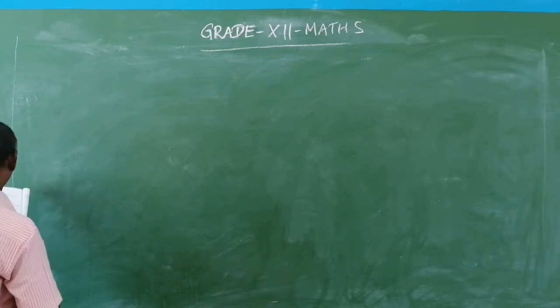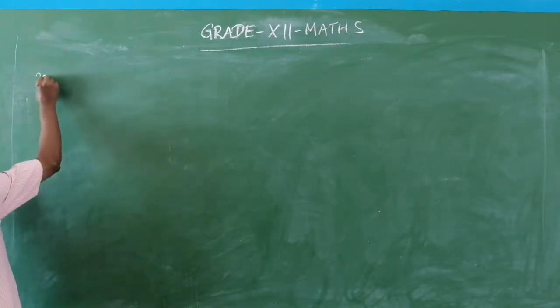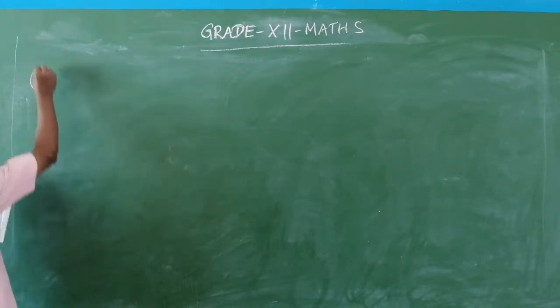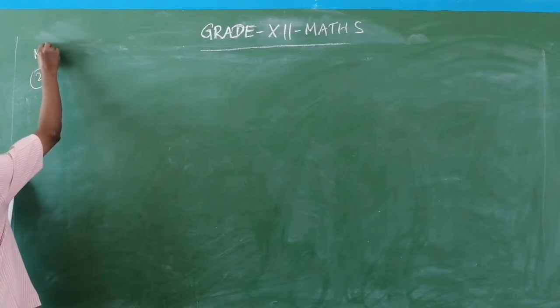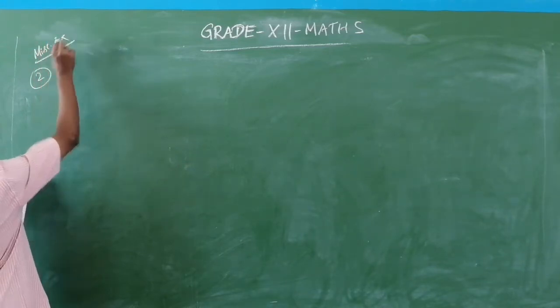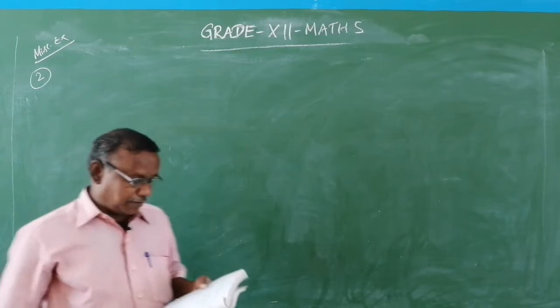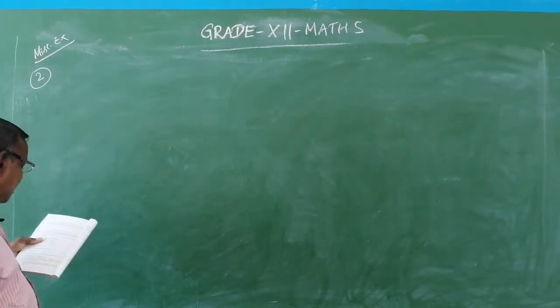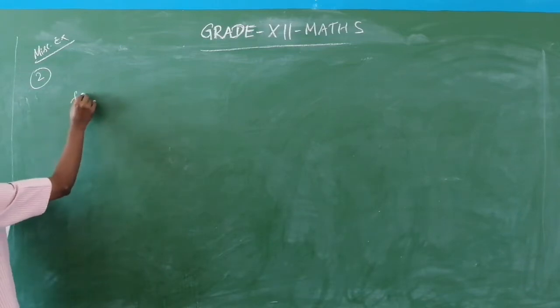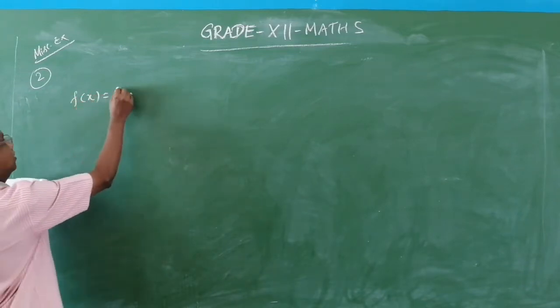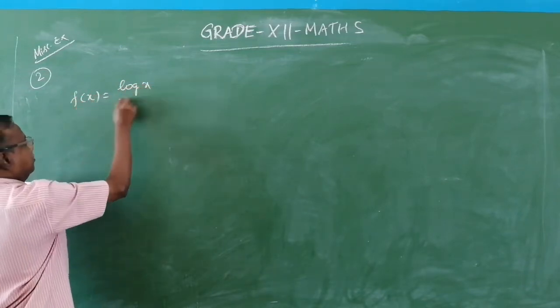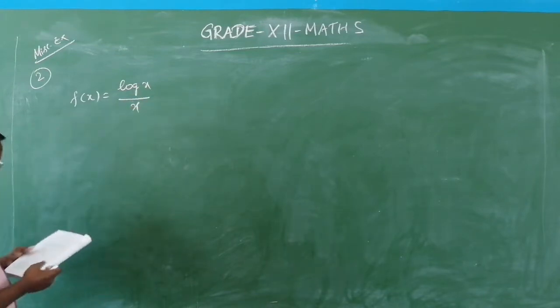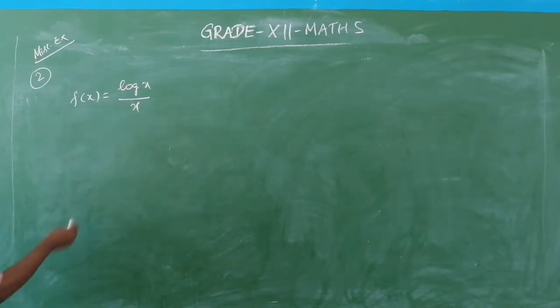Now miscellaneous exercise, problem number 2. Show that the function f of x equal to log x by x has maximum at e. Given f of x equal to log x by x. Now differentiating.